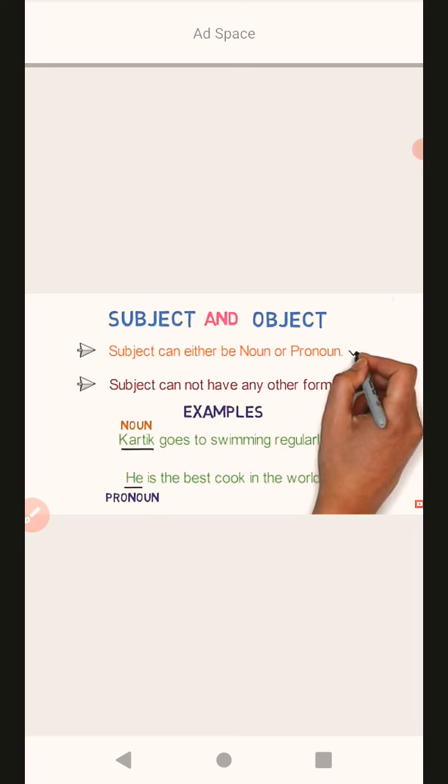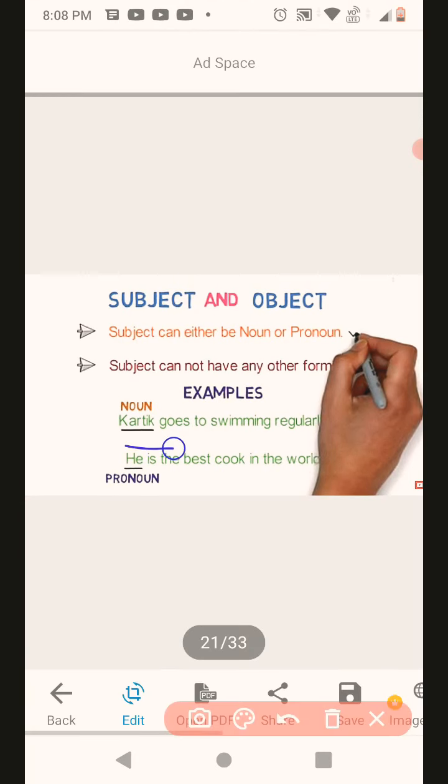Just one example you can see here. Karthik goes to swimming regularly. He is the best cook in the world. So children, subject can either be a noun or a pronoun, and subject cannot have any other form. Subject can either be noun or it can be a pronoun. So in gerunds also, if they are in the place of subject, it is a noun.